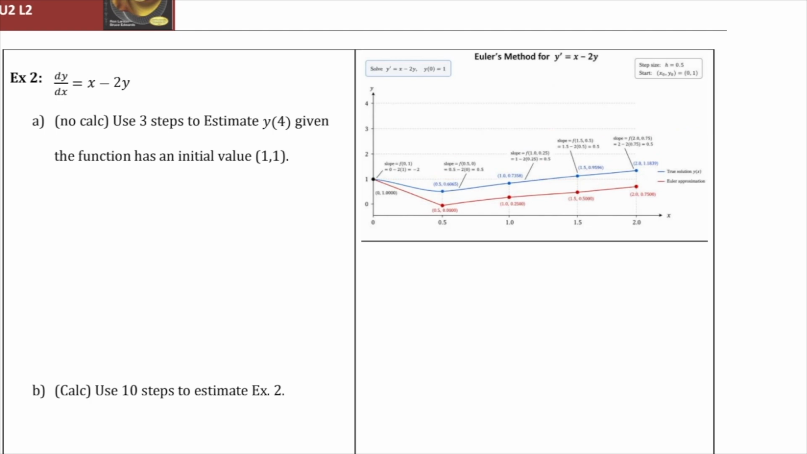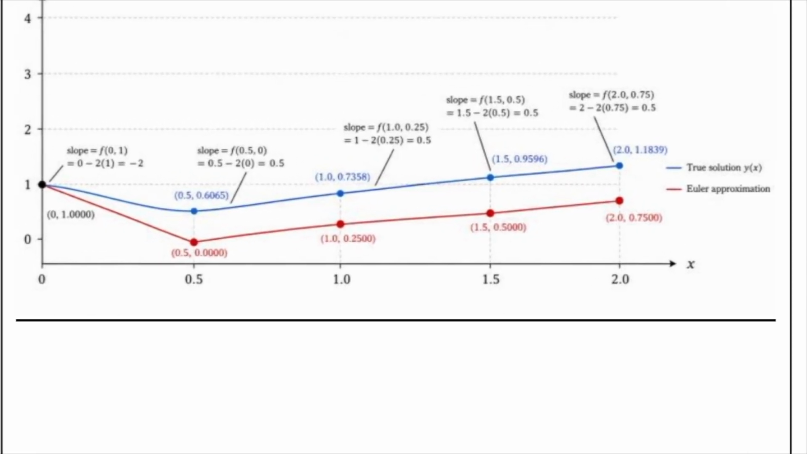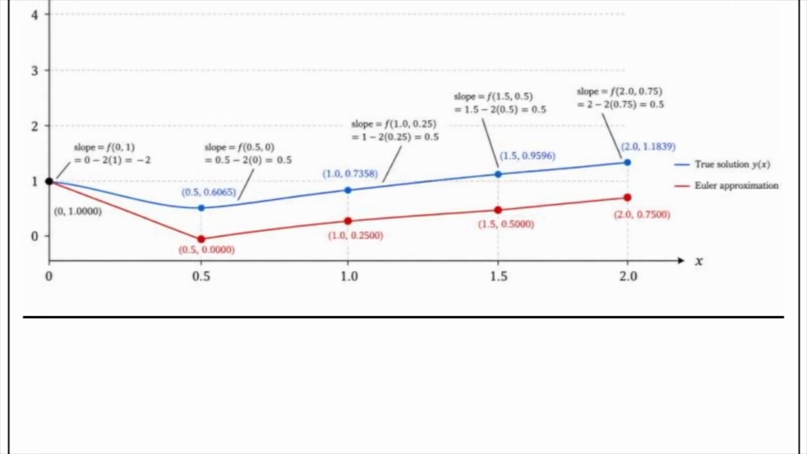For example 2, let's use Euler's method in order to take this differential and try to estimate y at 4. I'm going to give you a picture of what's happening before we begin. So the true equation was drawn for you. You don't often get that value, but in this case it was drawn.